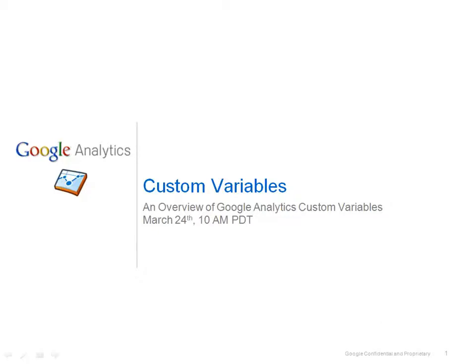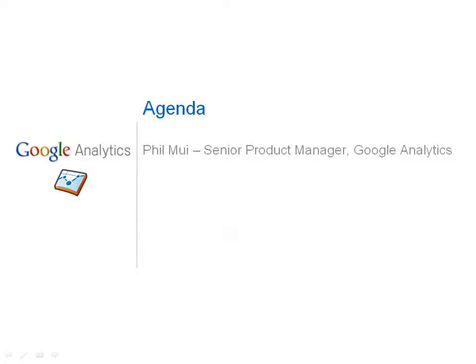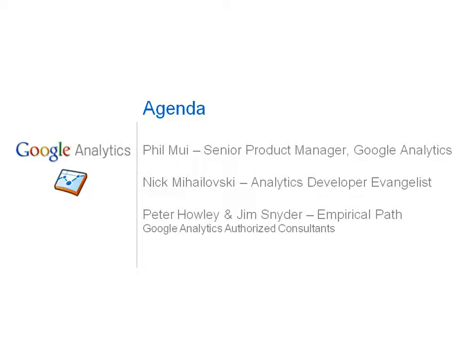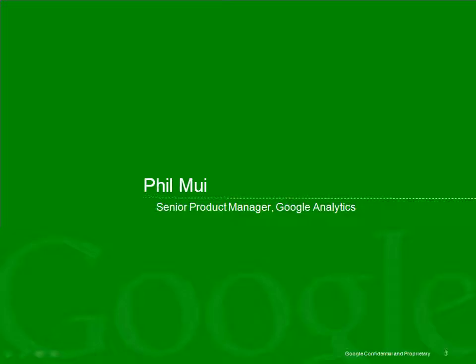I'd like to take a second to go over today's agenda. First, we'll be joined by Phil Mui, Senior Product Manager for Google Analytics. He'll talk about the ins and outs of custom variables. Then, Nick Malowski, the Analytics Developer Evangelist, will share some best practices for using custom variables. Then we'll be joined by one of our GACs, that's Google Analytics Authorized Consultants, Empirical Path. Peter Halley and Jim Snyder will share with us a case study that they've done with BusinessInsider.com using custom variables. With that, I'd like to pass it over to Phil.